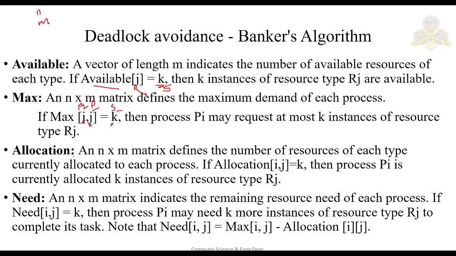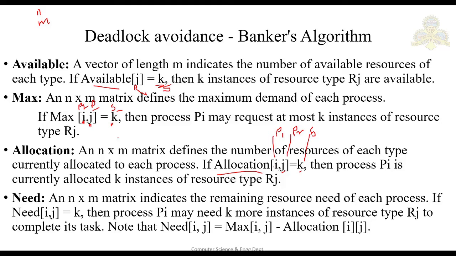Okay. So if allocation of ij is equal to k, that means your process pi currently has been allocated k instances of the resource type rj. Again, we'll consider i as p1, j as printer, and k as 5. So that means your process p1 has been allocated 5 instances of the printer. You have to read it like this.